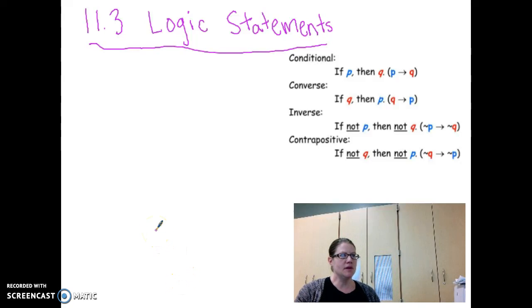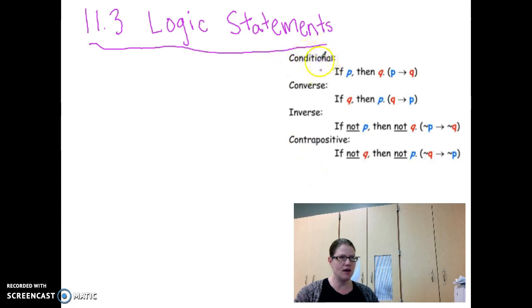All right, so at this point you should have something in your notebook that looks similar to this page. We have 11.3 logic statements, and then you have this little chart where it says conditional, converse, inverse, and contrapositive. So a logic statement is really just a two-part statement where we have what is called a hypothesis.